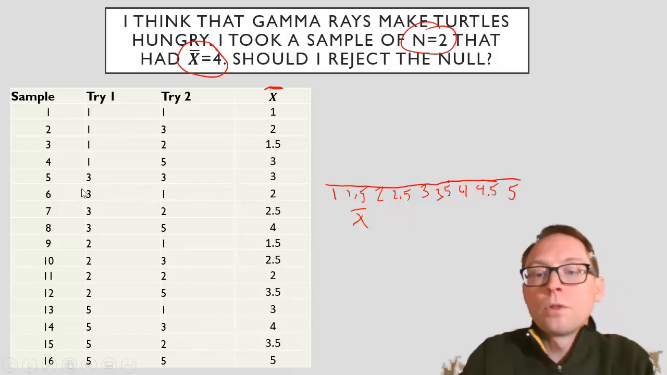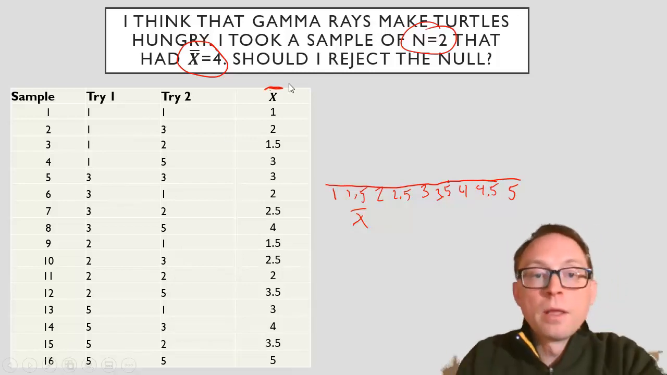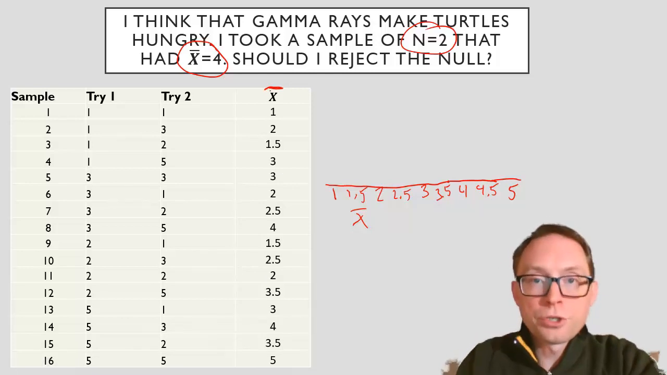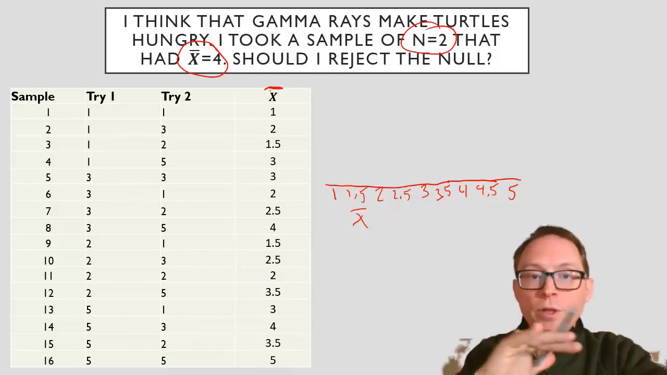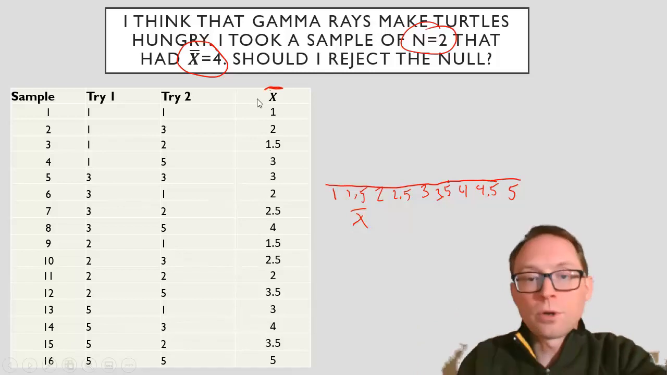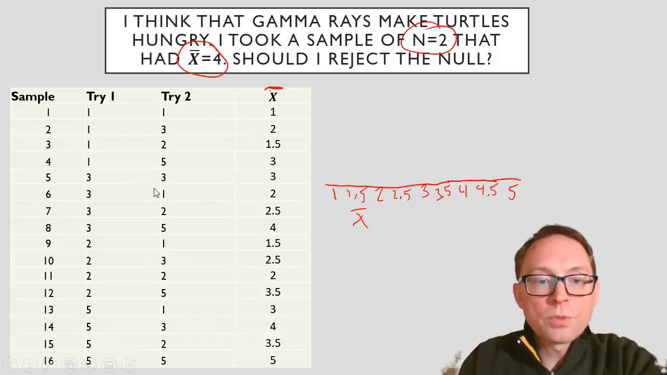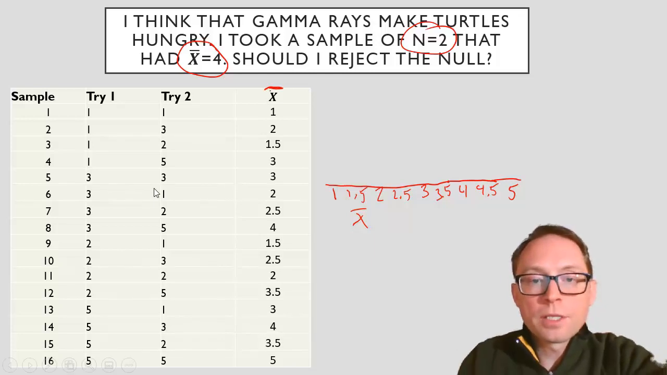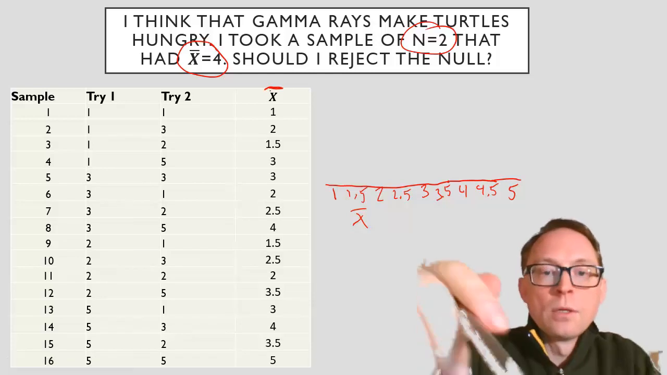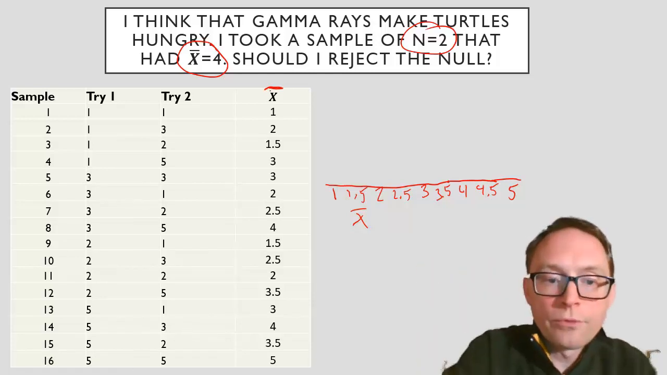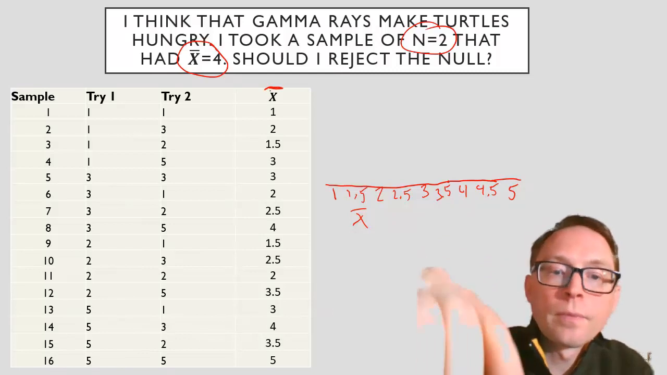Now remember, these are the means if the null hypothesis is true, if everything is normal. This is the normal amount of pizzas that the turtles normally eat. This is not if gamma rays are affecting anything. So what we need to do is say, hey, what's the probability of each one of these happening? So that means we're going to look at the frequency of each of these. All right. So here we go.